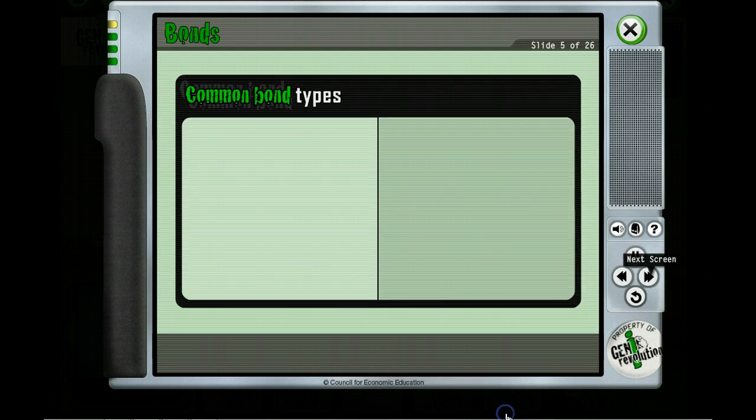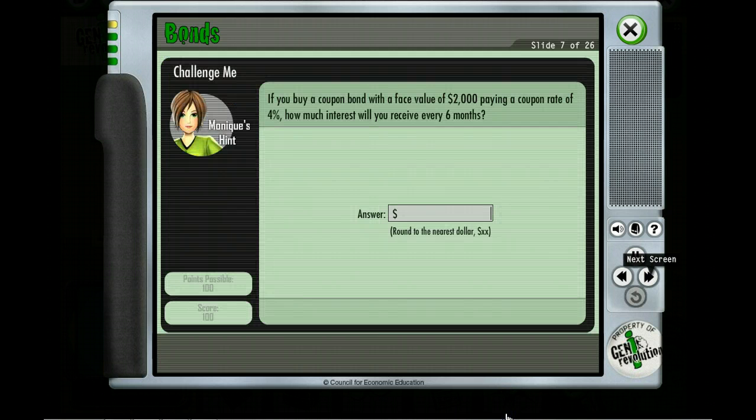I also want to show you, there are two common types, a zero coupon and a coupon bond. Ready to earn some points? Use the calculator in your backpack to find the answer to this question. Well, right before slide 7, you would have learned the difference, and make sure you get this, between coupon bonds and zero coupon bonds. So that's going to be important in answering these questions. I will just tell you that Monique's hints will come in very handy in figuring out these math questions. So don't forget to just run your cursor over Monique to get her hint.